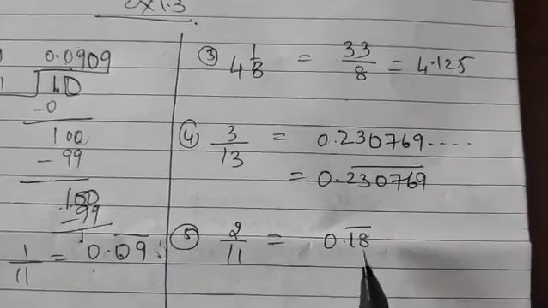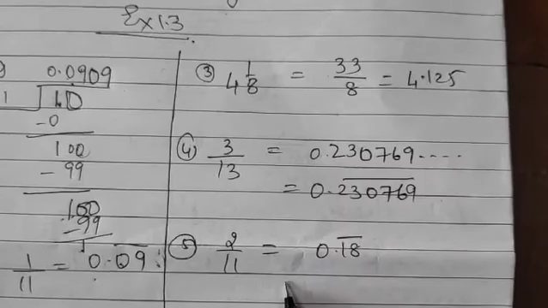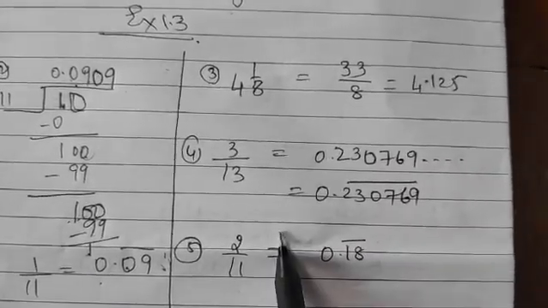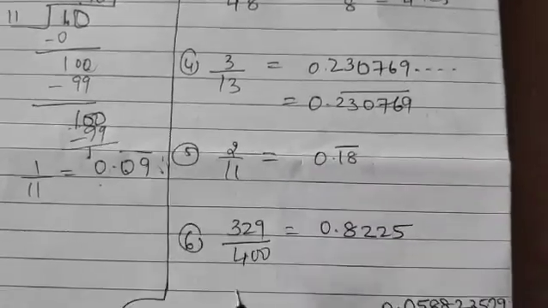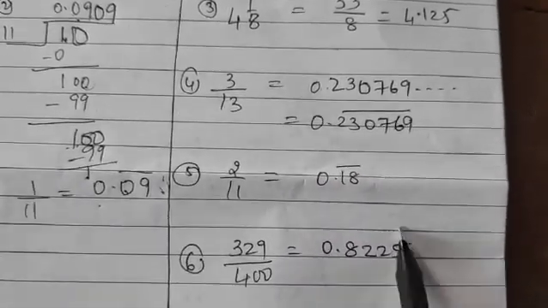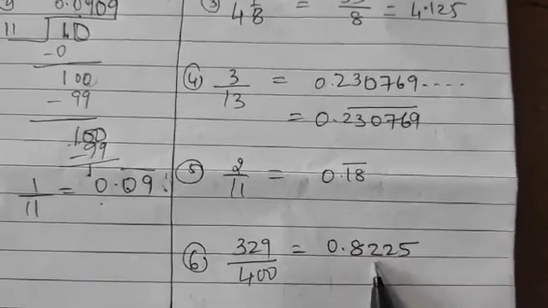2 by 11, if you divide, 0.18 will keep on repeating. So all this you have to divide and check whether you are getting the answer accordingly or not. Division is to be done as you have been doing in the primary classes. The last sum in that section is 329 by 40, but this is completely divisible. See, if you divide you will get 0 remainder and the answer will be 0.8225.